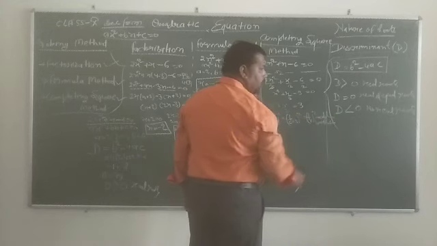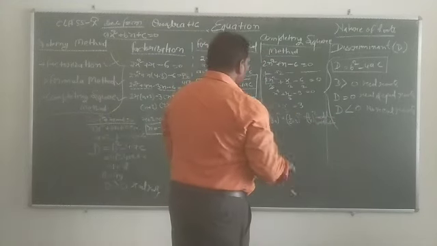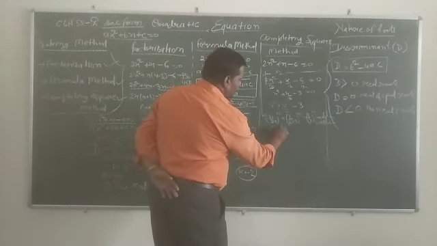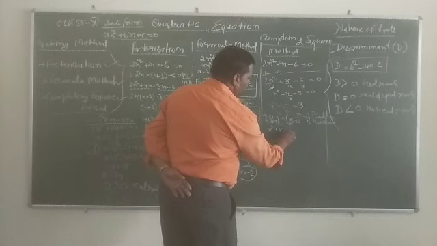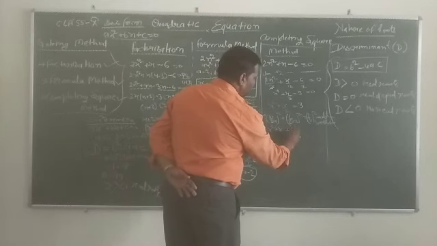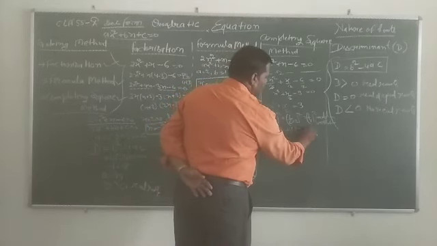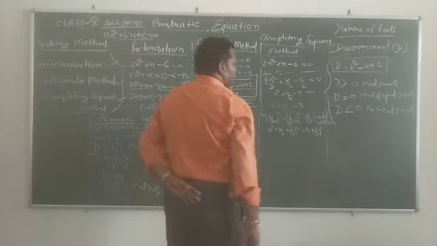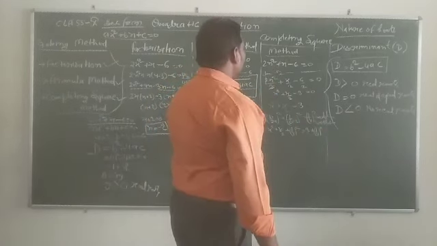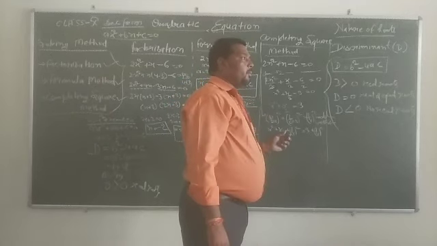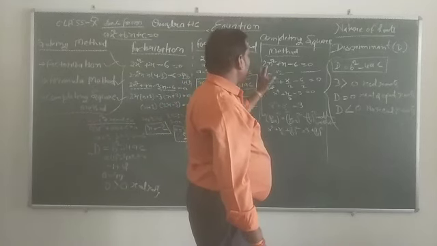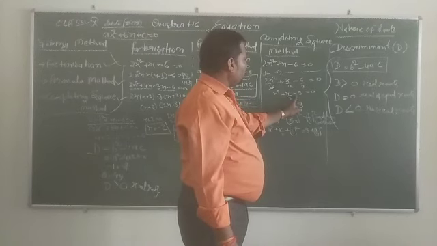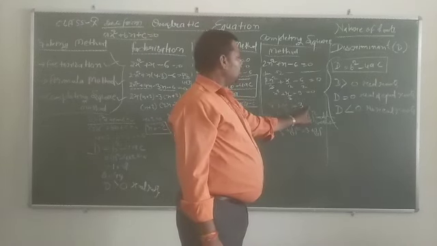Adding both. Understood, students? Then x square plus x upon 2 plus 1 upon 4 whole square equals 3 plus 1 upon 4. Again I remind you, students, first, what is the first thing to do? Divide the whole equation by the coefficient of x square, and transfer the constant term to the other side.